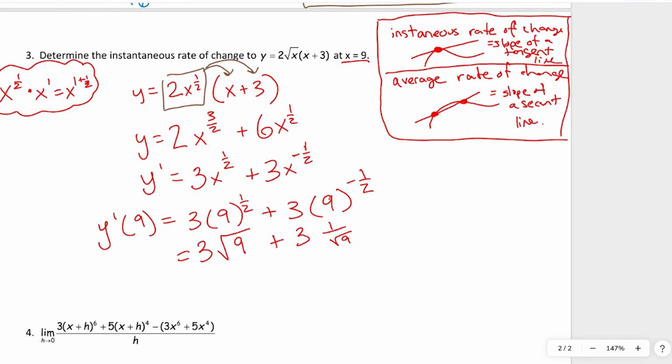Algebraically, obviously, writing square roots as rational exponents makes sense. But when you're trying to evaluate it on the back end, sometimes it's advisable to go back and rewrite a square root, and then you can come up with the answer a little bit easier. So the slope when x is 9 is going to be equal to 3 times 3, which is 9, plus 3 times a third, which is just 1. So 9 plus 1 is 10. So the instantaneous rate of change when x is 9 is 10. In other words, the slope of the tangent line to the curve is 10.